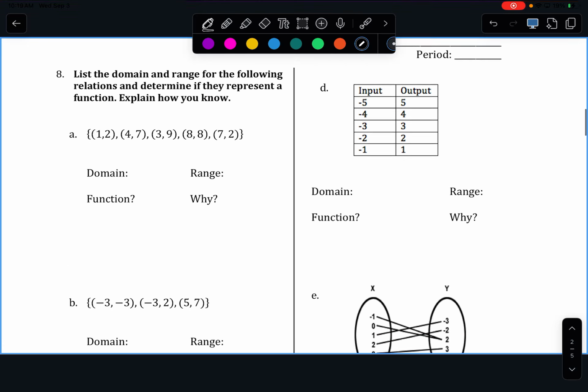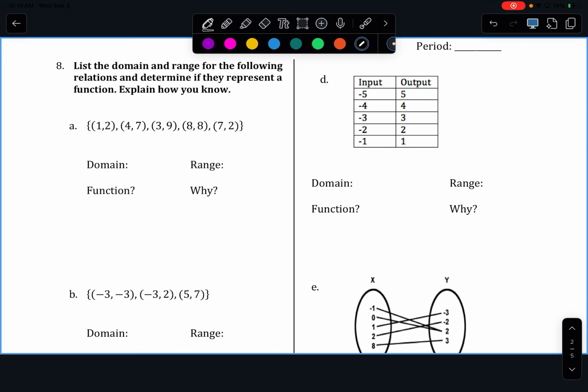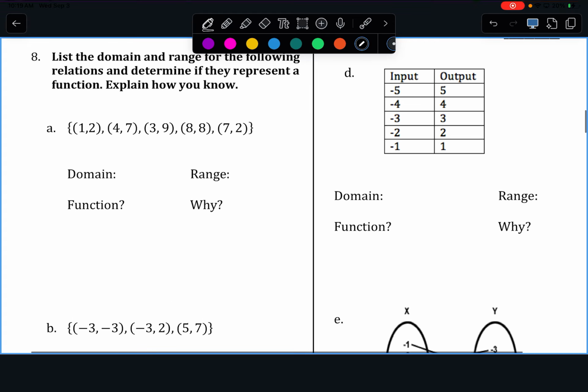All right, next page. List the domain and range for the following relations and determine if they are a function or not. All right, so we've done this lots, right? You guys were really good at discrete data. Remember, this is discrete. I'm going to go ahead and just write that, even though it doesn't really ask me for it, right? This is clearly discrete data because my data is only made up of these 5 points and only those 5 points. Nothing tells me to connect the dots or anything like that.